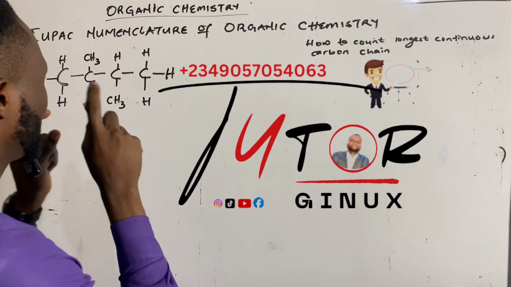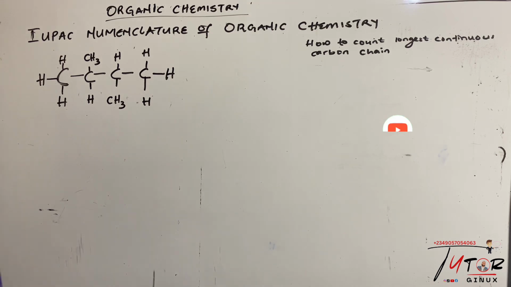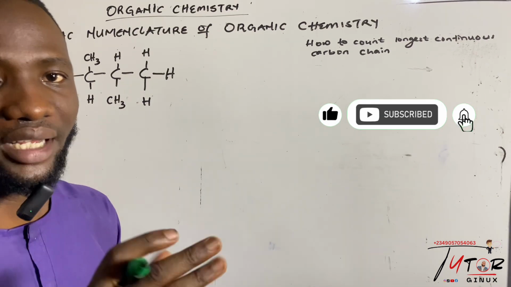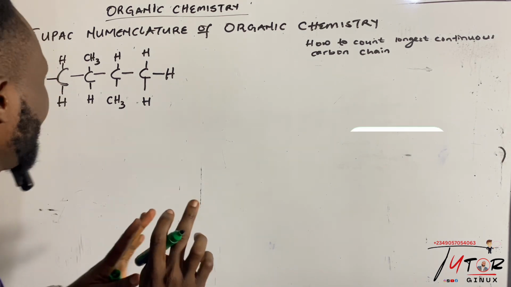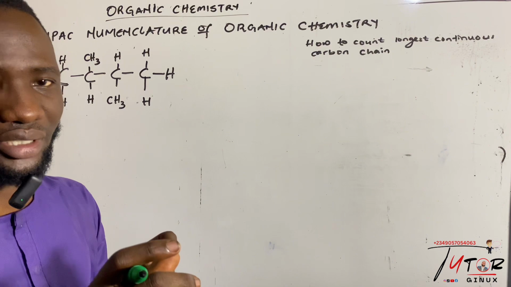If you come across this question in your exam, how are you going to name these organic compounds? It is very easy to name organic compounds. The first thing to do is to count the longest continuous carbon chain, and there are patterns to which you can do that. Some of you don't know how to count the longest continuous carbon chain, so I'm going to give 6 patterns here.